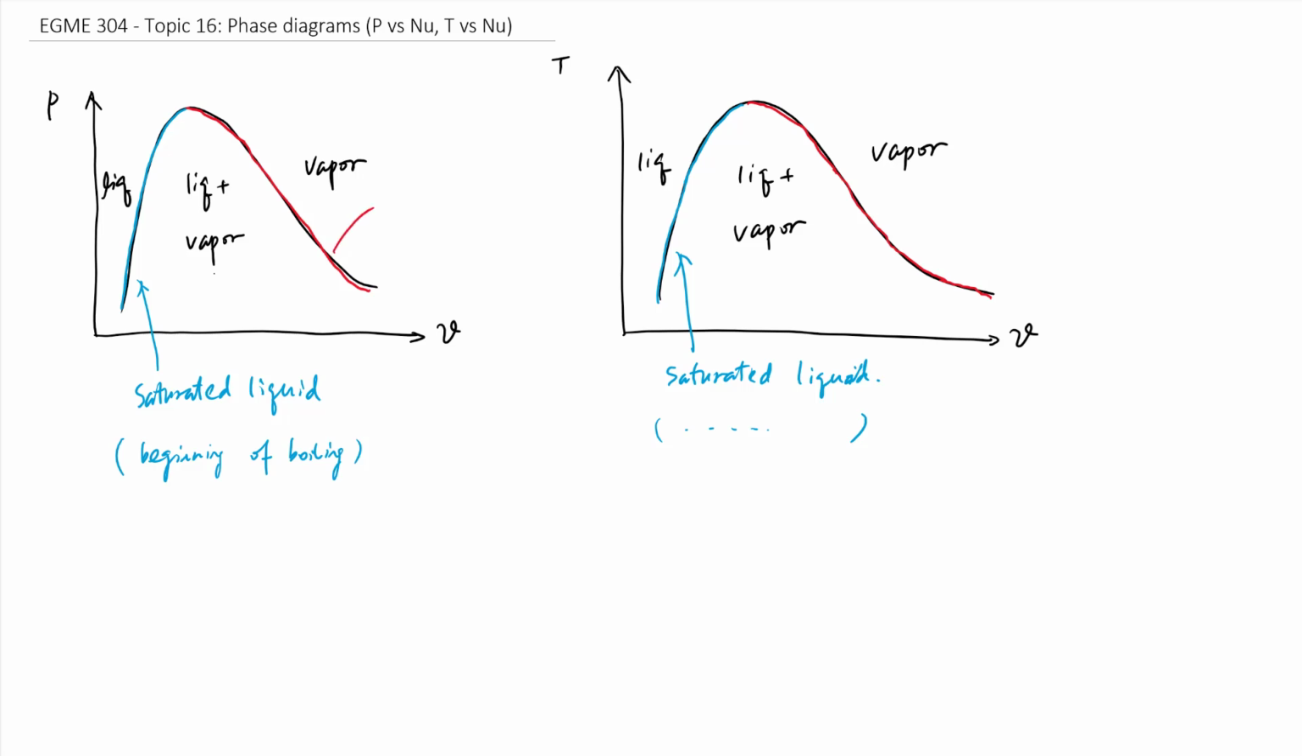So we call it saturated vapor. Saturated vapor means this is the end of the boiling process. No more liquid left anymore.